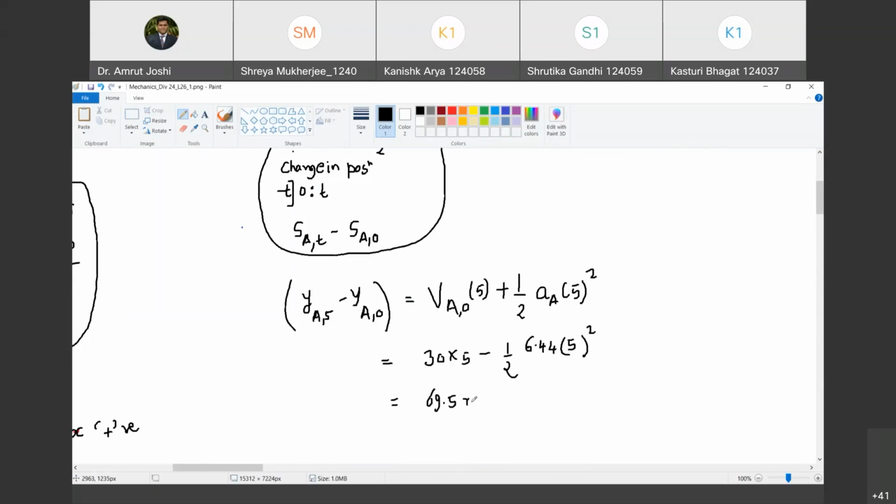69.5 mm. Meter. Excuse me. And this has turned out to be positive. That means the block A has moved up during 5 seconds. Do you agree? Yes, sir. So after the 5 seconds, it has moved up from the position it had at time 0, because change in position is positive.